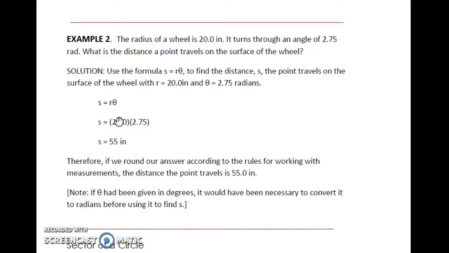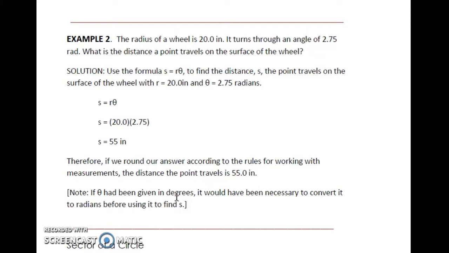So with rules working with measurements, when we multiplied, we had to round the answer to the same accuracy as the least accurate measurement. In this case, both measurements have 3 significant digits, so the least accurate measurement would be 3 significant digits. So we'd round this answer to 3 significant digits so that it has the same accuracy as the least accurate measurement.